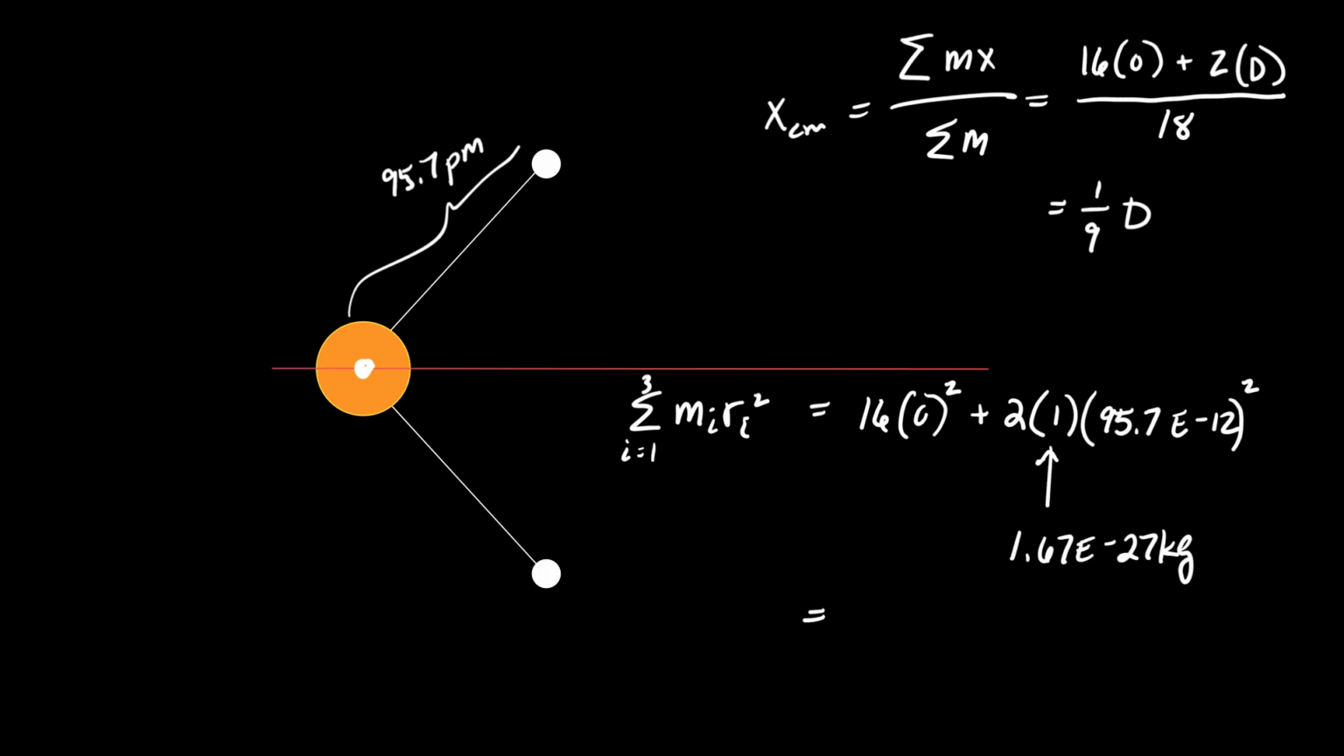But this is our answer. I'm sorry, this is squared. So if we actually want to work it all out, 2 times 1.67 times 10 to the negative 27th times the 95.7 times 10 to the negative 12 meters, but that has to be squared, giving me a moment of inertia of 3.1 kilograms meters squared. Oh, wait. 3.1 times 10 to the negative 47th kilograms meters squared. Moment of inertia of a water molecule.